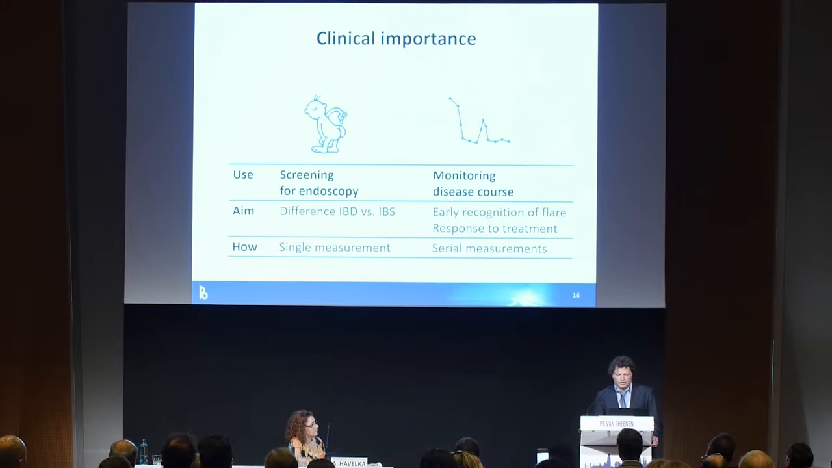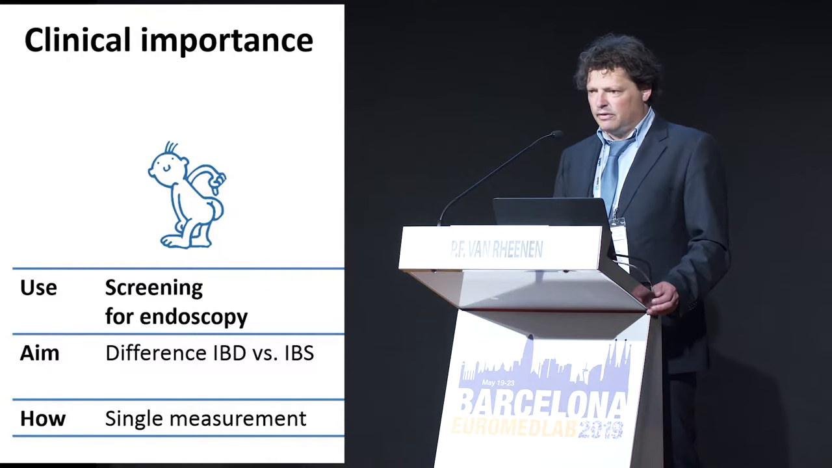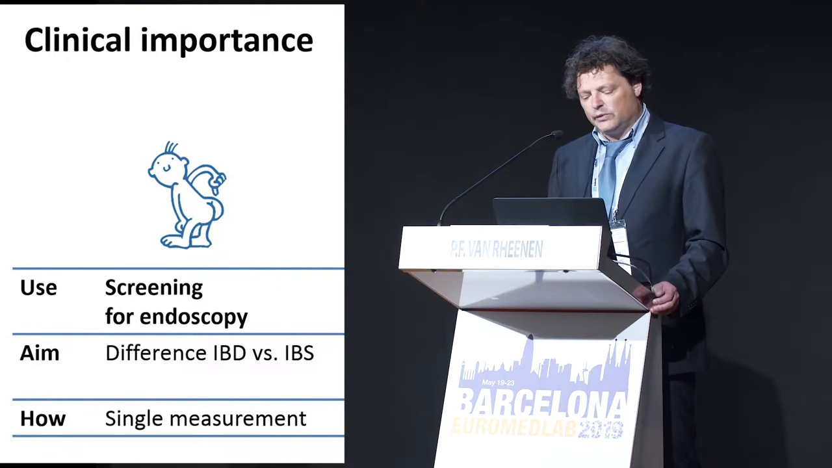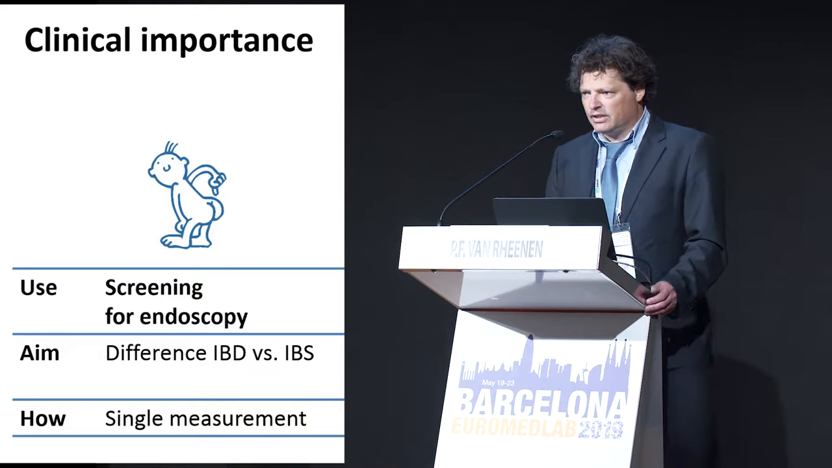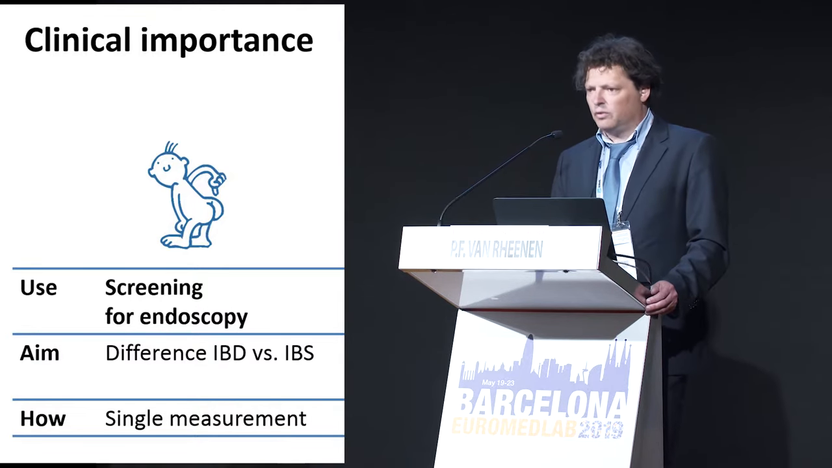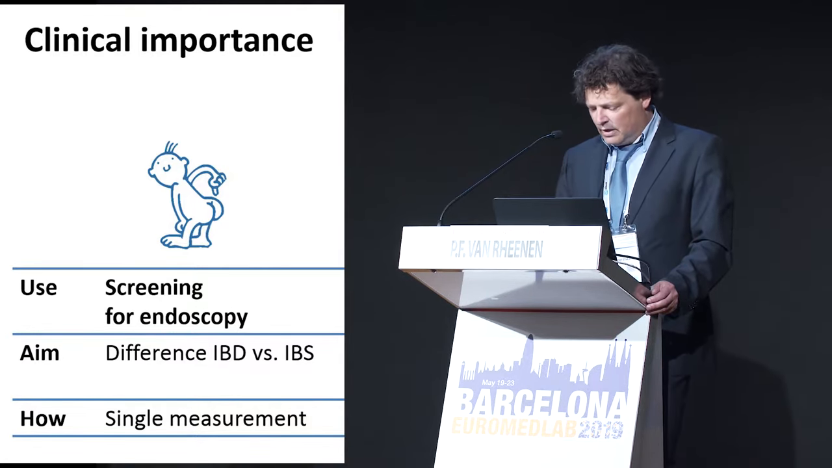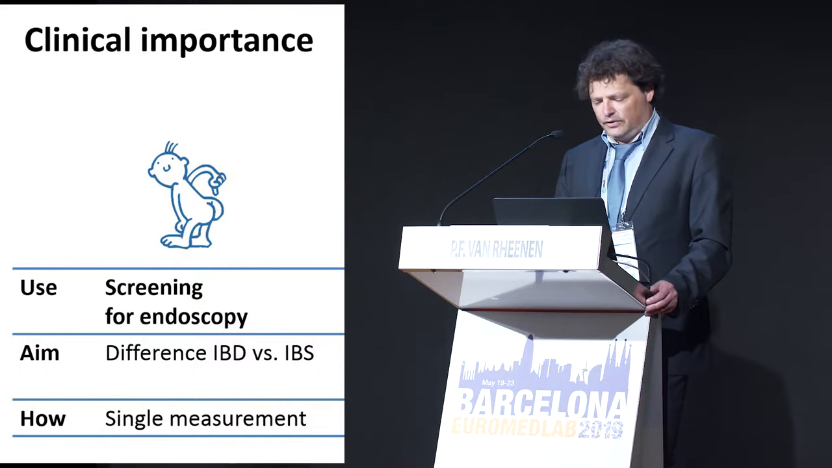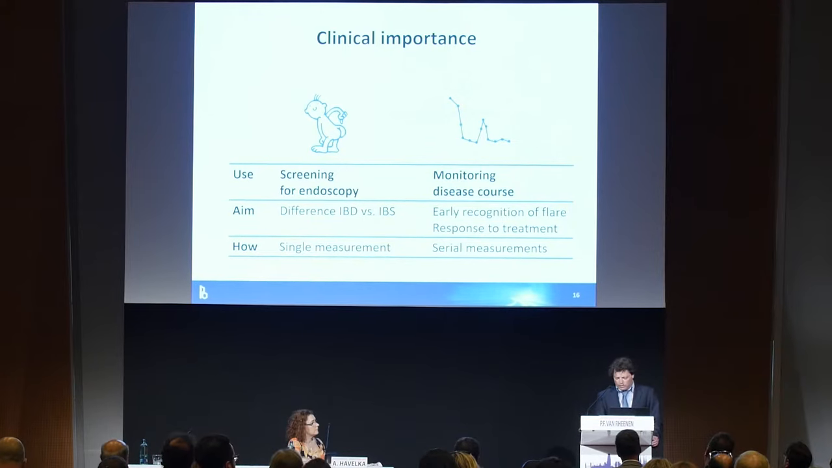I want to explain two important purposes for using the calprotectin test. And the first one is screening or triaging for endoscopy. So for that reason, the test should be able to distinguish between inflammatory bowel disease and irritable bowel syndrome or functional abdominal pain. And for that, you only need a single test. I'm going to explain this first, and later on I will also explain the second purpose of the test, which is monitoring.